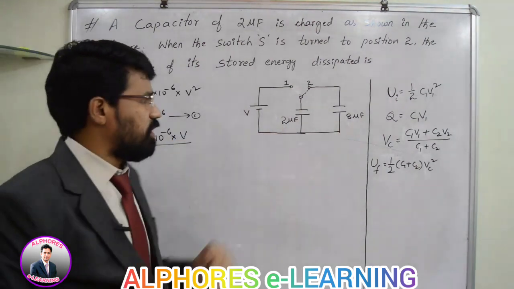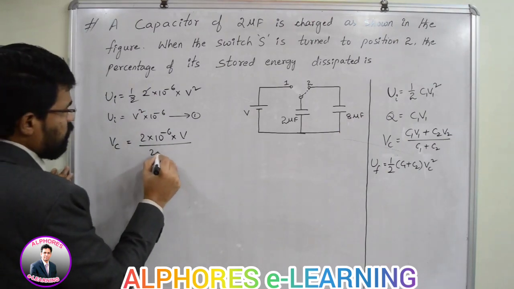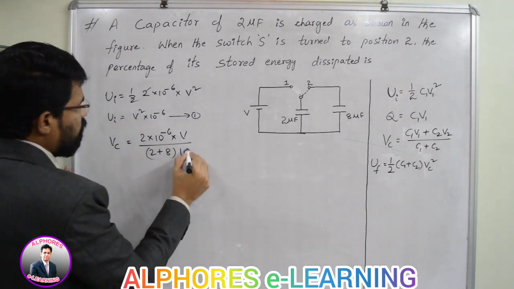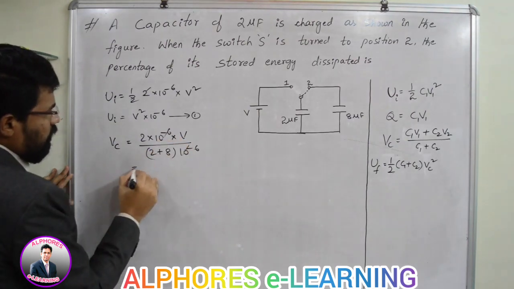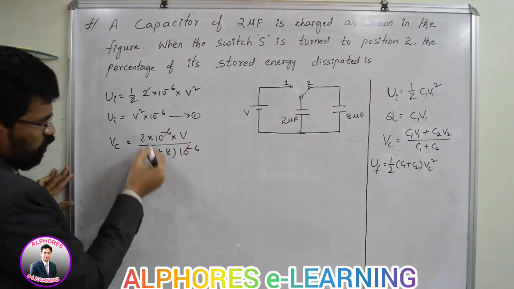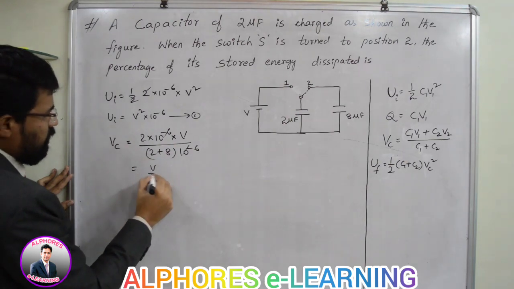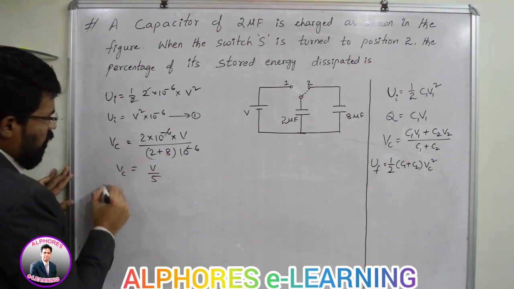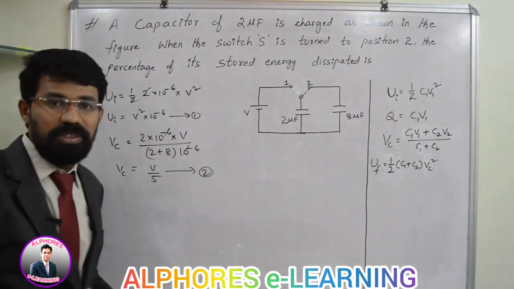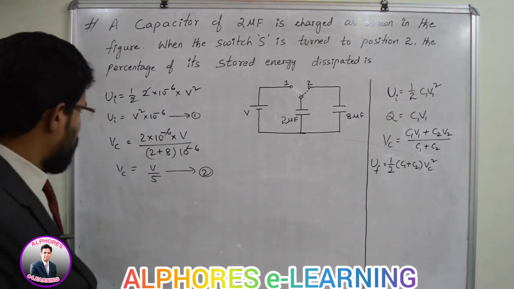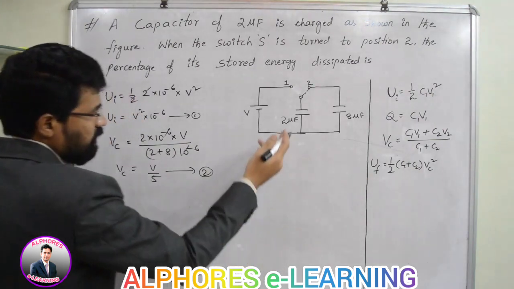C1 is 2 microfarad, C2 is 8 microfarad. So 2 plus 8 into 10 power minus 6. The 10 power minus 6 terms get cancelled. And here 2 by 10, you will have finally V by 5. So children, what is the common potential attained finally by these two capacitors? It's V by 5. Now let us find out the final energy possessed by this system.